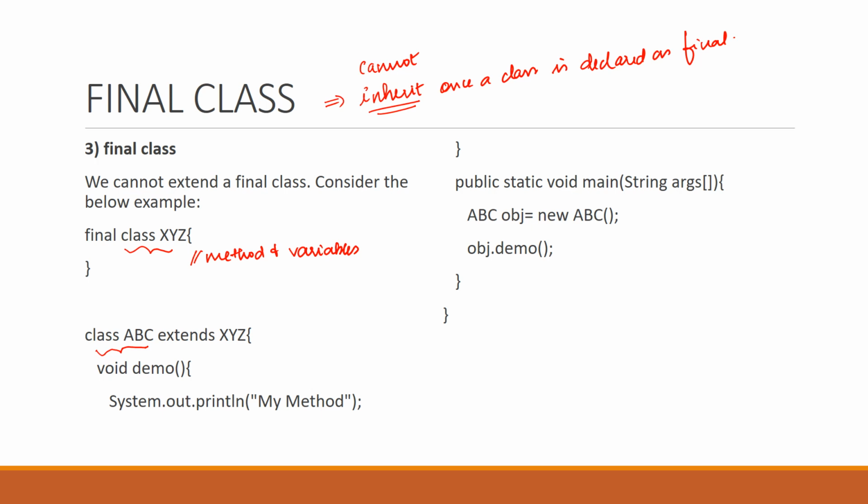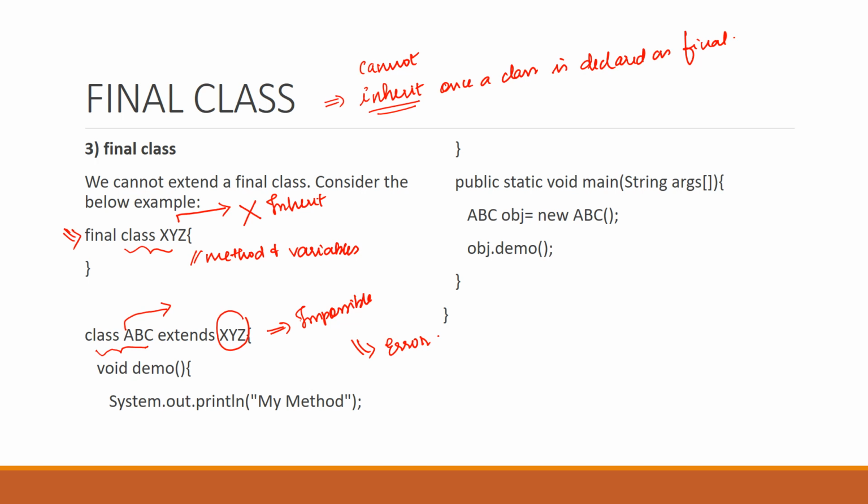So what is the condition of final class? Once a class is declared as final, you cannot inherit the class. But what we are doing here is creating a child class and trying to inherit the parent class, which is impossible. So this program also gives you an error. You will not be able to run this program since you have declared this class as final.